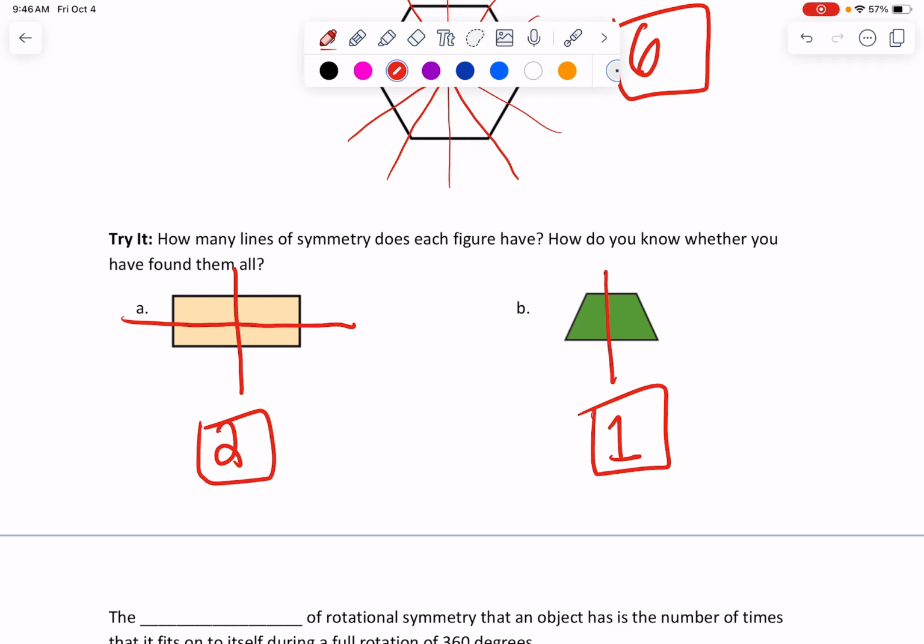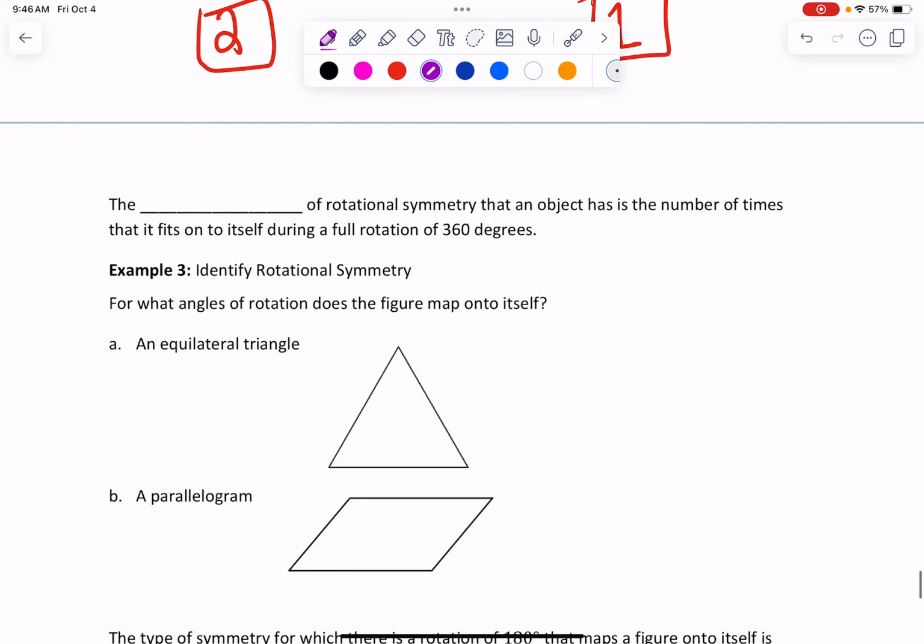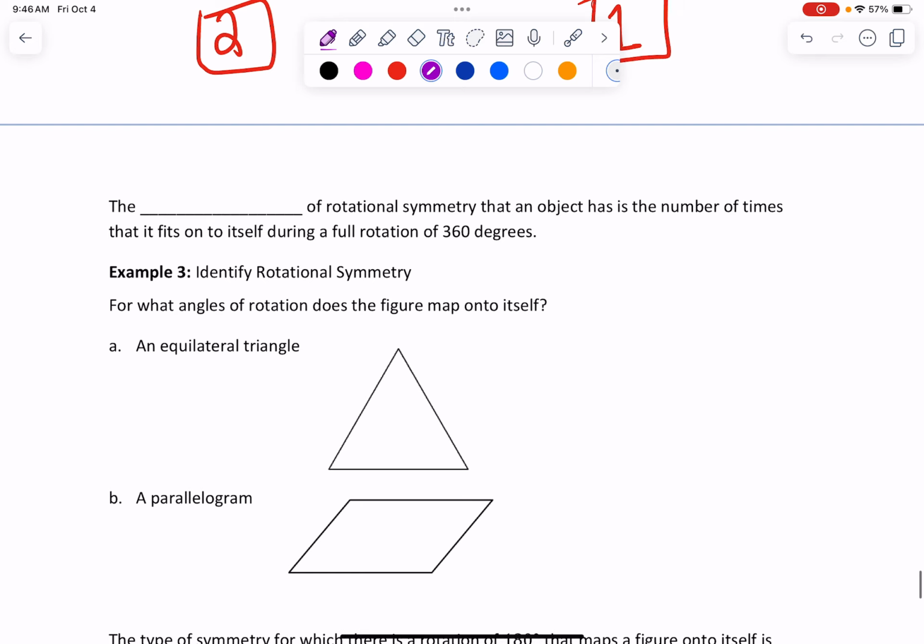Okay, so the next part we're going to talk about is what's referred to as the order and how it relates to rotational symmetry. Let's talk about this. We're going to call it the order, like in Star Wars. The order of rotational symmetry that an object has is the number of times that it fits onto itself during a full rotation of 360 degrees.